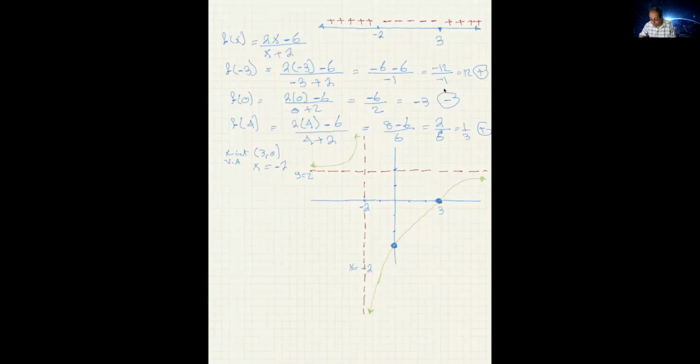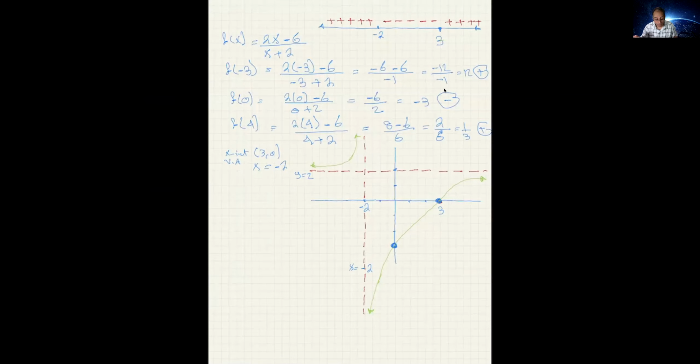So let's start to talk about the steps. Step 1, I compute the X-intercept and Y-intercept. Step 2, I compute the vertical asymptote. Step 3, compute the horizontal asymptote or slant asymptote. Step 4, test whether the function crosses the horizontal line or not.